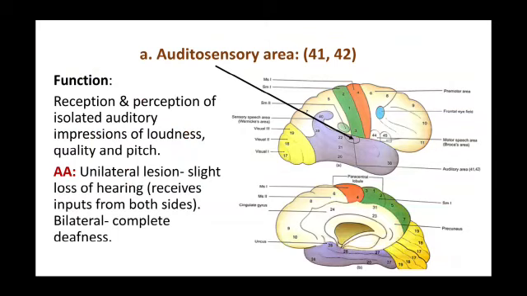The main function of this auditosensory area is reception and perception of isolated auditory impressions of loudness, quality and pitch. Applied aspects: in unilateral lesion, there is slight loss of hearing as it receives inputs from both sides. So in case of bilateral lesion, there will be complete deafness.